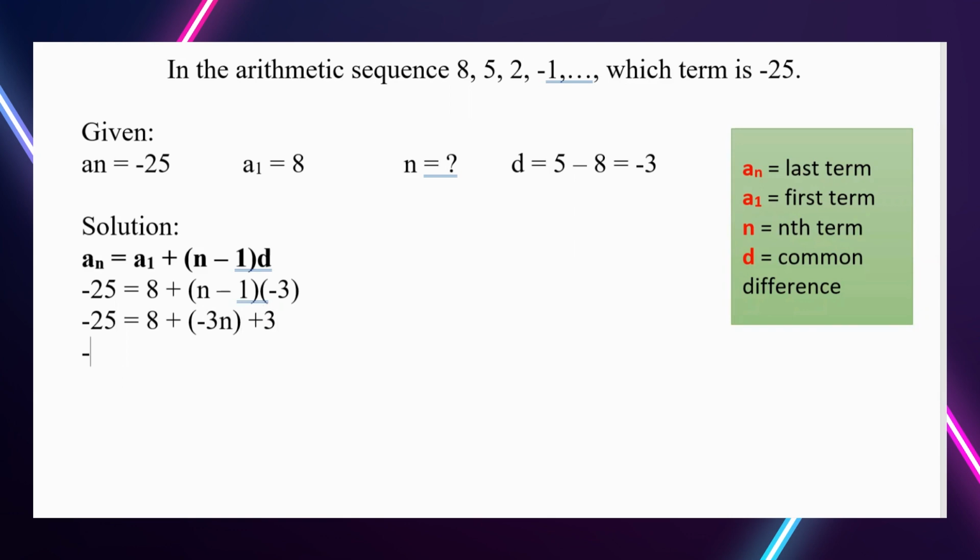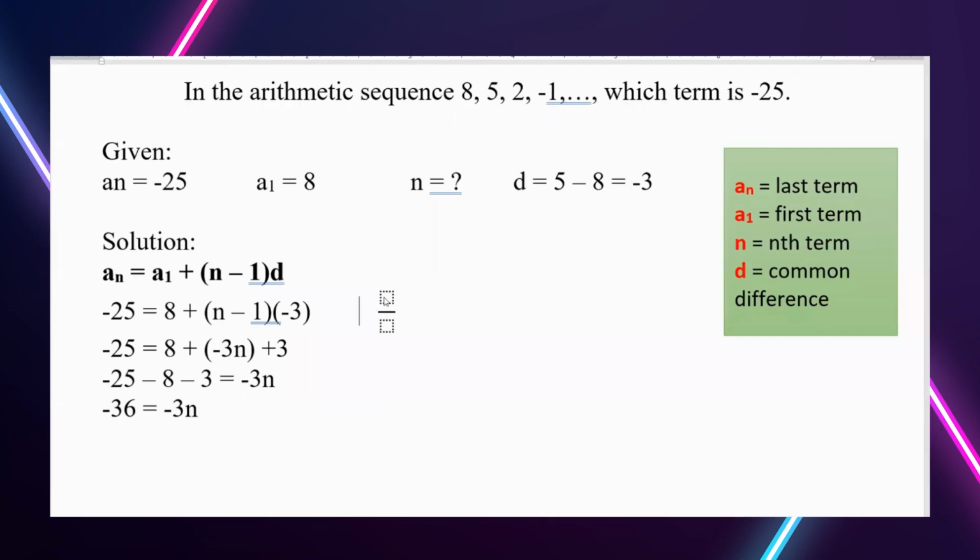Combine like terms. So negative 25 minus 8 minus 3 is equal to negative 3n. So bakit naging minus 8 at minus 3? Because we transpose from the right side of the equal sign to the left side of the equal sign, kaya nagbago yung sign natin. So negative 25 minus 8 minus 3 is equal to negative 36, is equal to negative 3n.